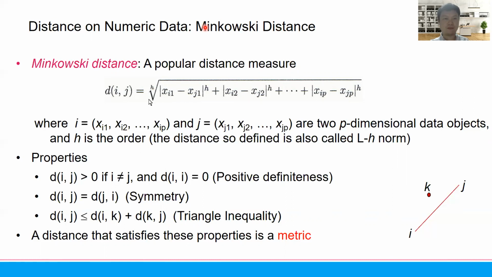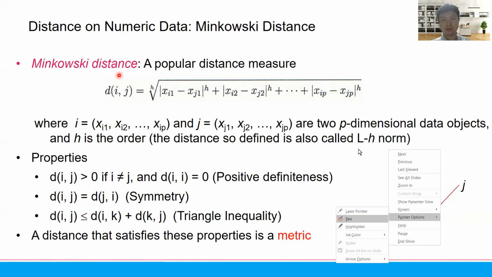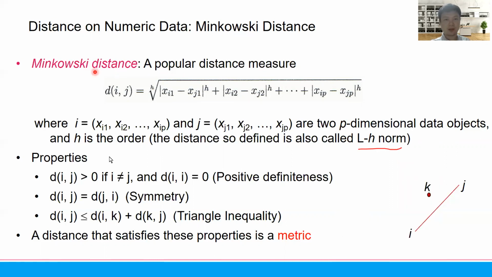Here, i is the first data and j is the second data, so we have two p-dimensional objects. Whenever we have the h, it is the order, and we can call the formula the L-h norm. Later we will see the formula again.